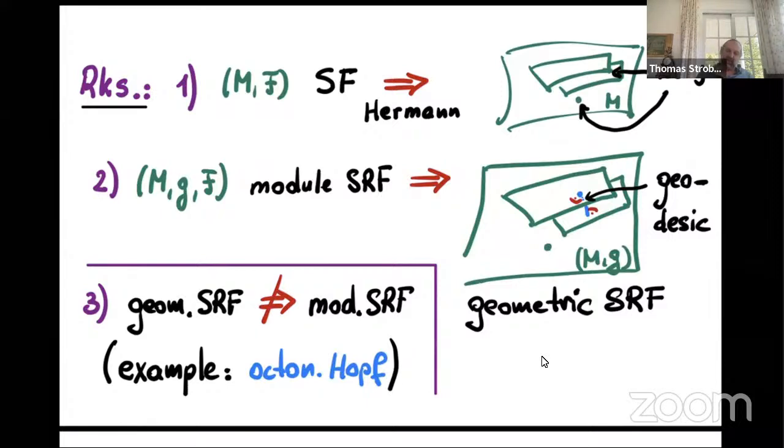But it turns out that the other direction is not always satisfied, at least depending on the kind of category you choose for the module functions. So we could, with Hardy, prove it for some singular foliation on R^16, where on each 15-sphere it's the octonionic Hopf fibration, and if you restrict to real analytic functions, then this is a geometric singular Riemannian foliation, but there doesn't exist an analytic module singular Riemannian foliation. So there are many interesting questions in this context, which one can also talk about, but not today. That's not the focus of the talk today, so I make it just as a remark.